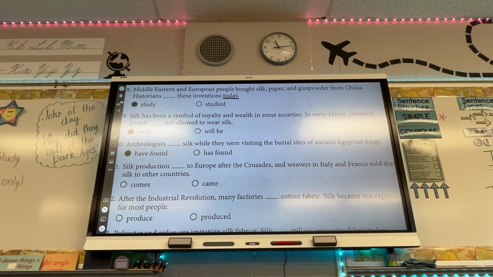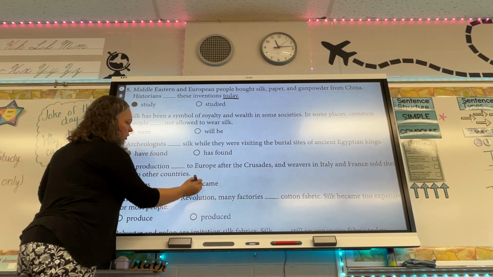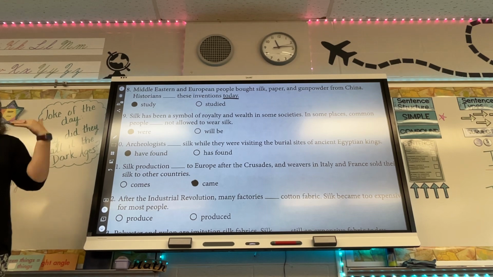Number 11. Silk production blank to Europe after the Crusades, and weavers in Italy and France sold their silk to other countries. Katie? Came. Good. Silk production came to Europe. It happened in the past. After the Crusades happened in the past as well.